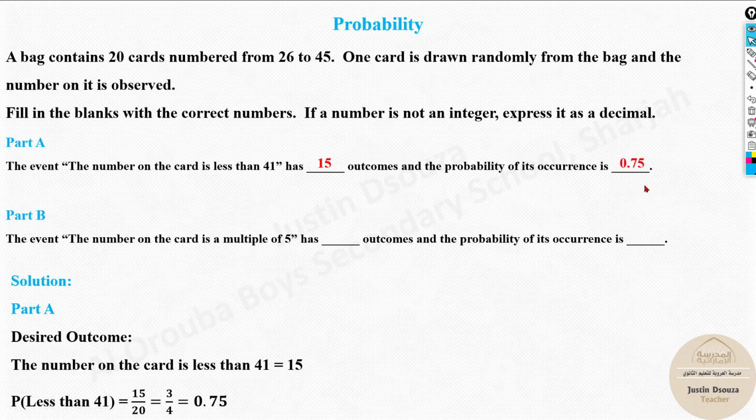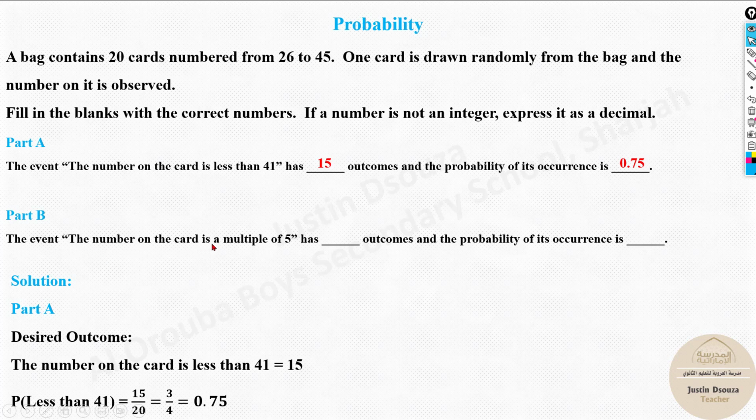Similarly, you can pause the video now and try part B by yourself. This is another simple one. Now let's look into this. I hope you can pause the video now, try it by yourself, and then continue. I hope you tried pausing it. Now we will look into the answer.